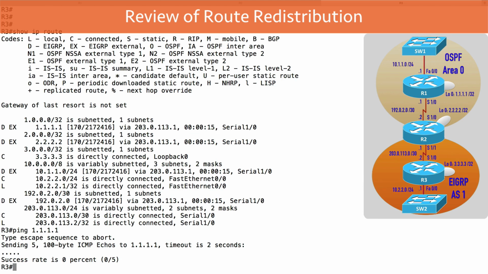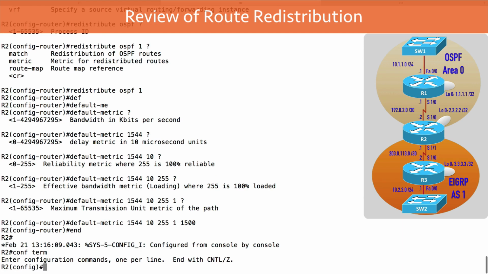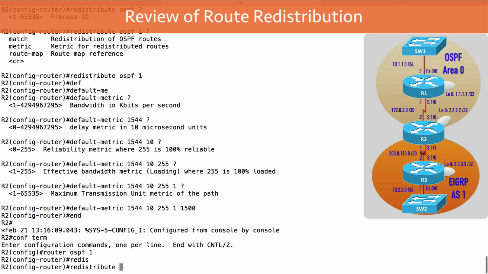We've only redistributed in one direction. We've redistributed OSPF into EIGRP. Let's go in the other direction now. Let's go to R2 and let's go into router configuration mode for OSPF process ID 1. And let's say redistribute EIGRP autonomous system 1.